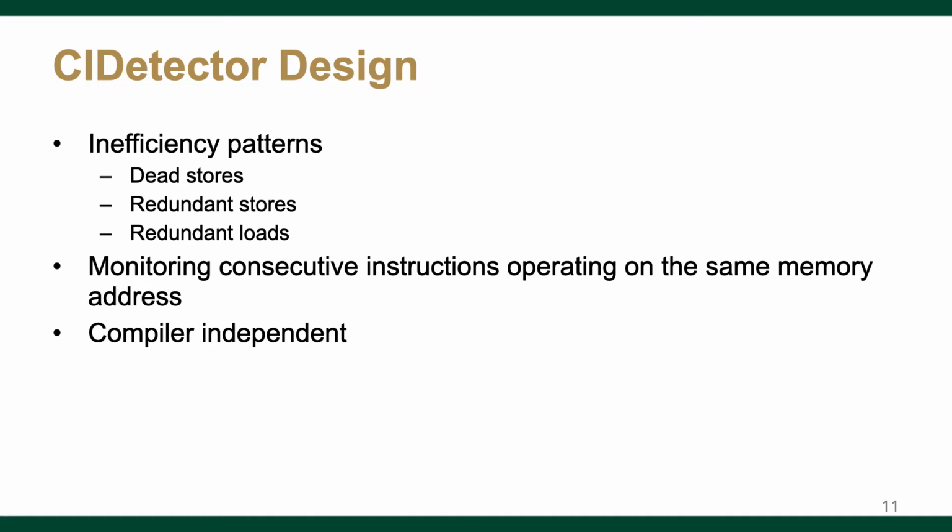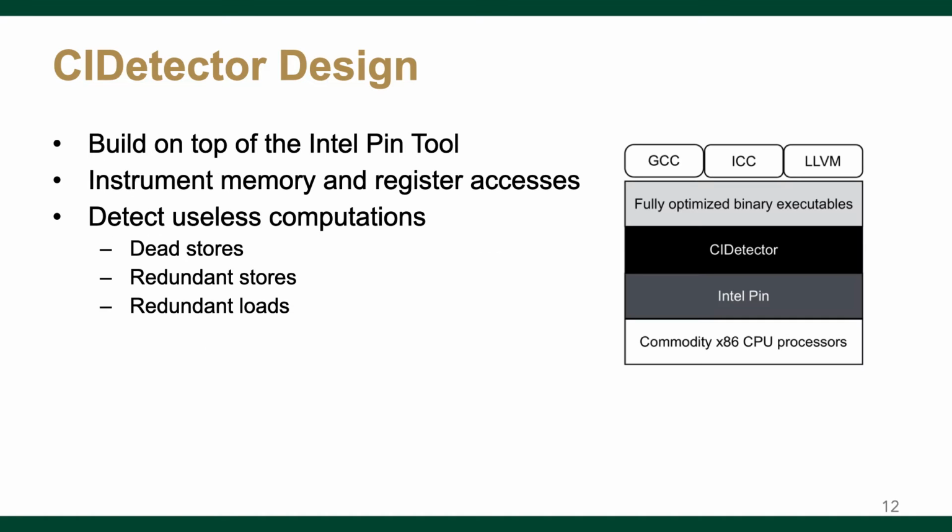To detect the buffer inefficiency pattern, we need to monitor consecutive instructions that operate on the same memory address. We also want our tool to be compiler independent, because we want to study a variety of modern compilers from different vendors, not just focus on one compiler. So we chose the Intel Pin tool, which is a dynamic binary instrumentation framework. We use it to instrument memory and register access, and to detect the inefficiency patterns we mentioned before.